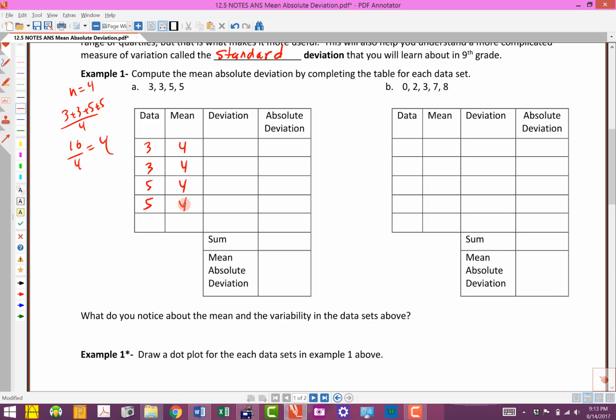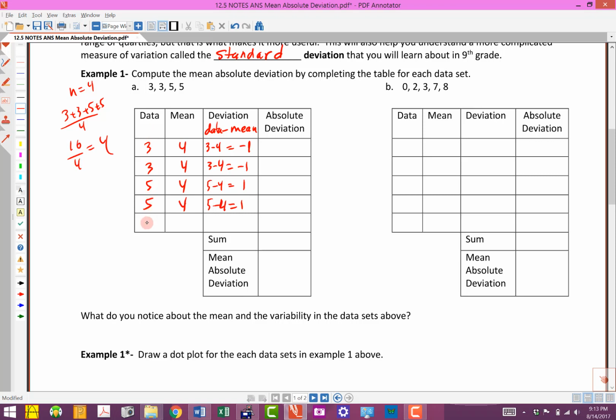Now, when we find the deviation, we want to know how far from the mean we are. So we're going to find the data minus the mean. That's going to be the deviation. It's always what we observe minus whatever the mean is. So we're going to do 3 minus 4, so we end up with -1. Then 3 minus 4 again, -1. We're going to do 5 minus 4, that's going to be +1, and 5 minus 4, that's also +1. So again, I told you it was pretty easy.